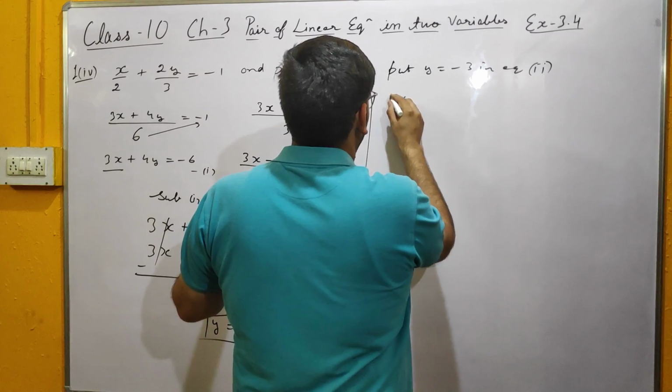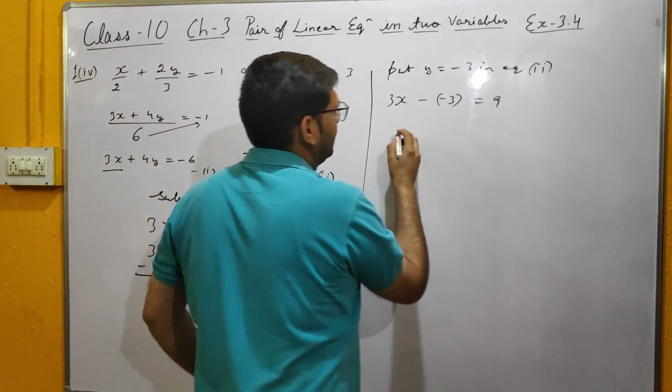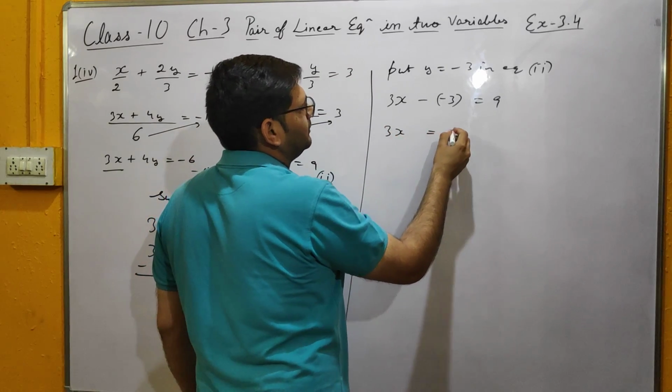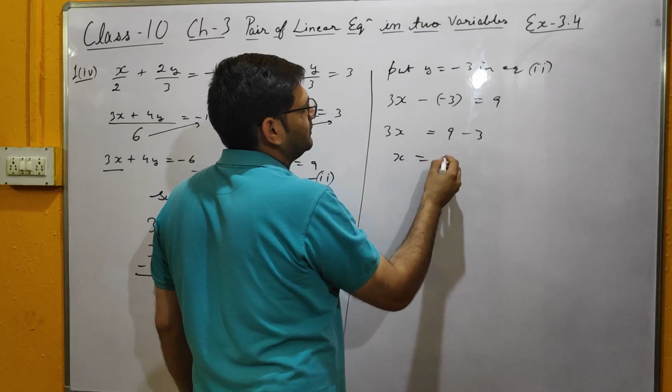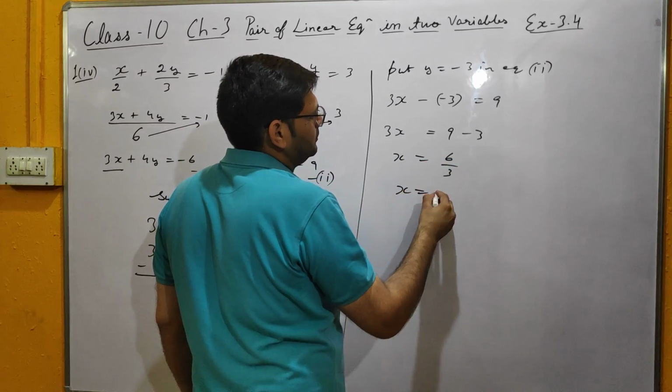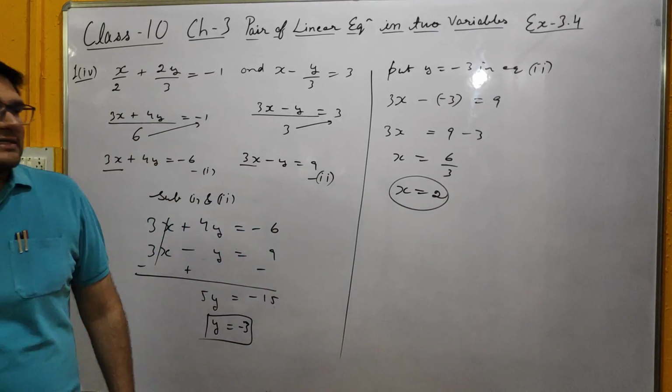So 3x minus y, which is minus 3, equals to 9. So 3x equals to 9, and this is plus, so it will go in minus. So x equals to 6 by 3. So x equals to 2. Means the value of x is 2 and the value of y is minus 3.